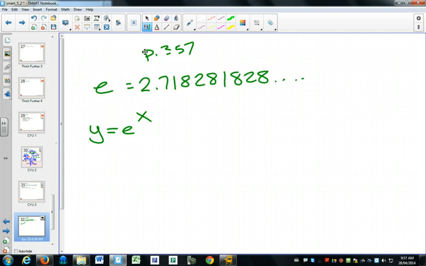And it's related to exponentials, and it's related to logarithms, and we're going to be doing a lot of work with the base of e as well. So we need to be able to graph it and graph examples with it as well.